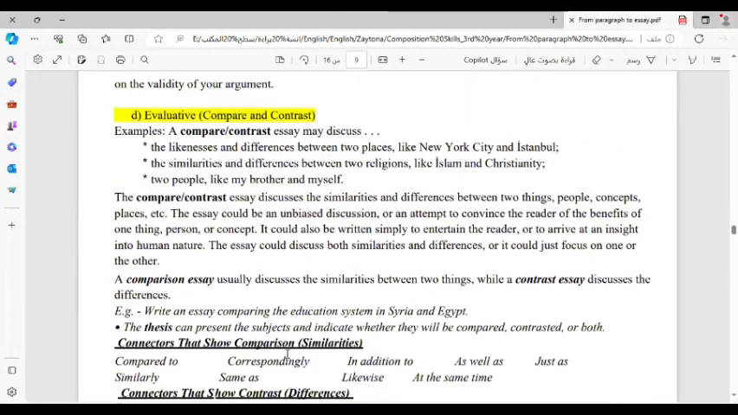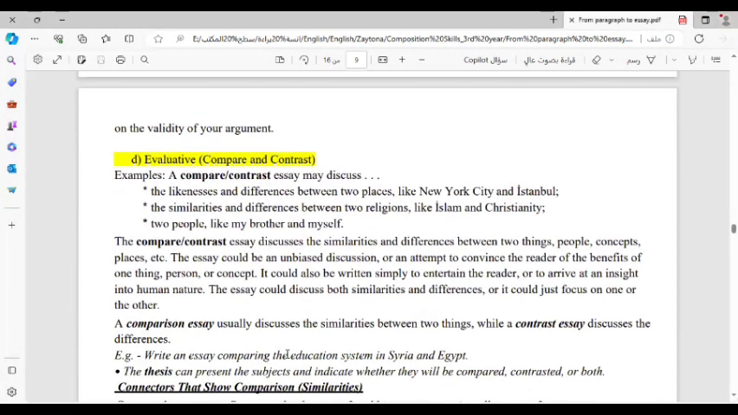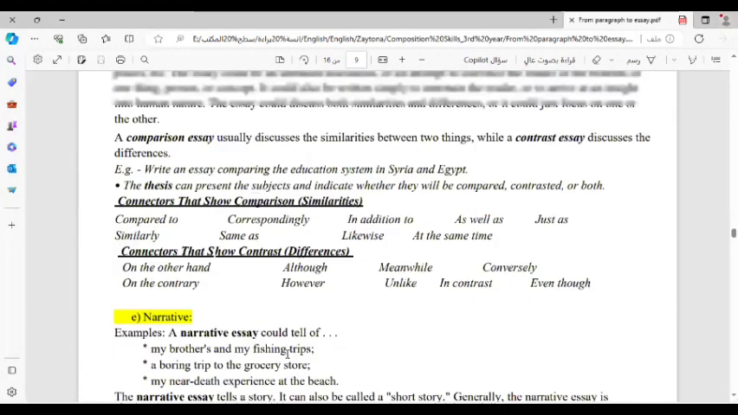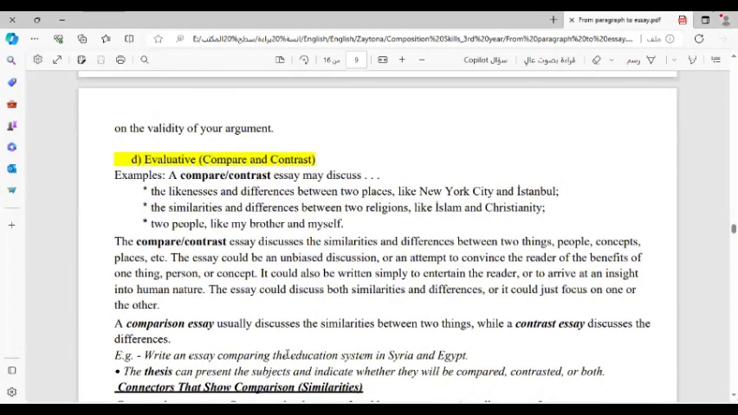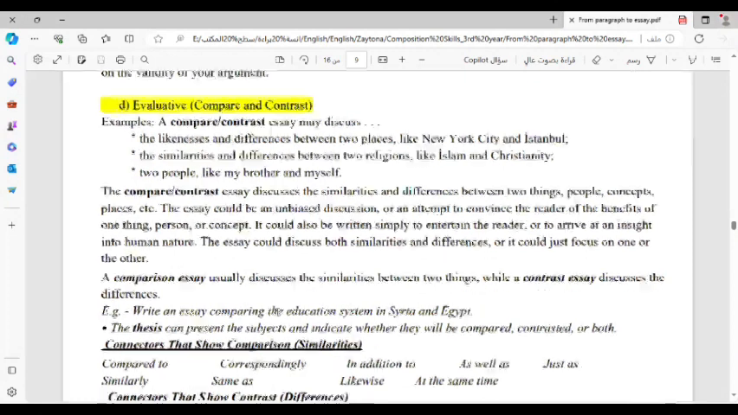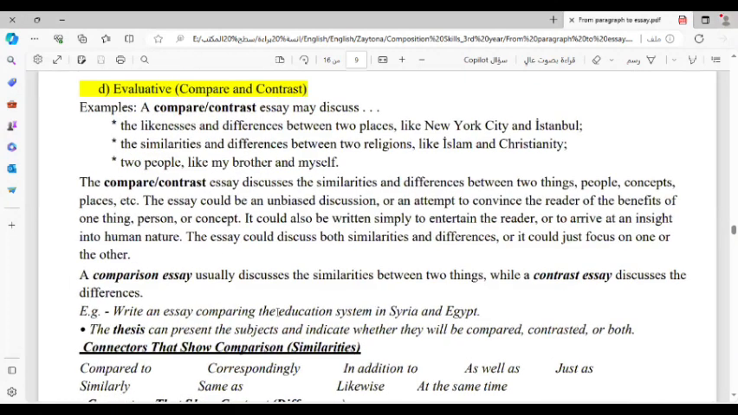Today we will have two types. The first one is evaluative or compare and contrast, and the last one is the narrative essay. As you know, we have so many types of essays, but those are the most common ones. All right, so let's start today with the evaluative or compare and contrast.